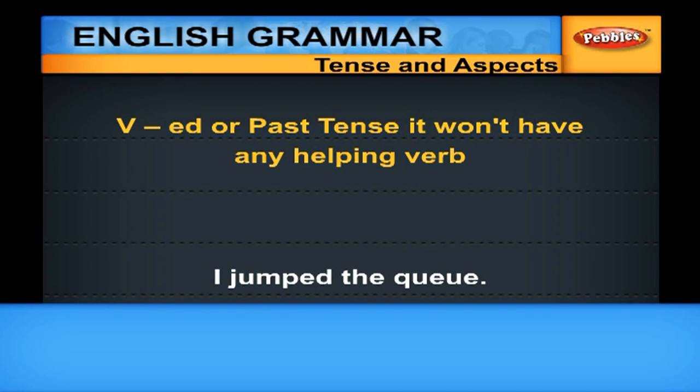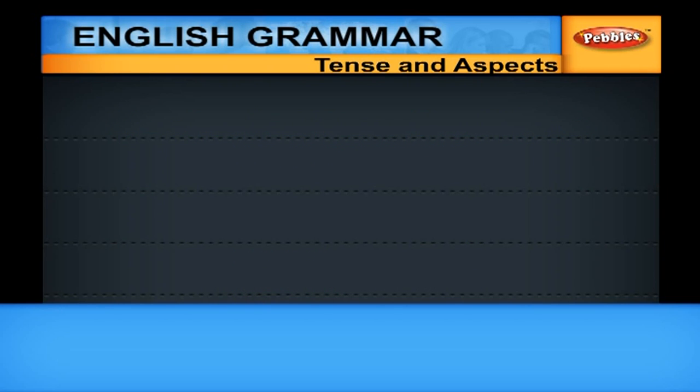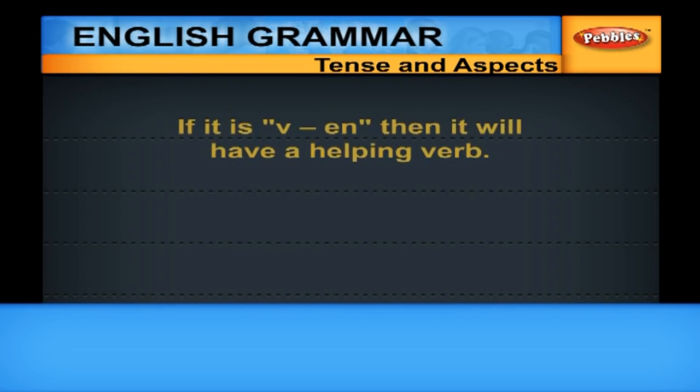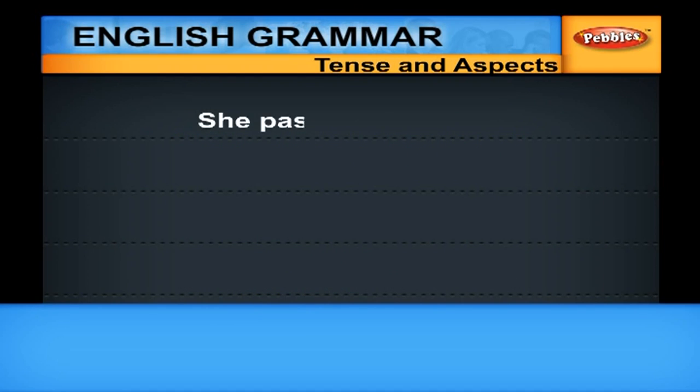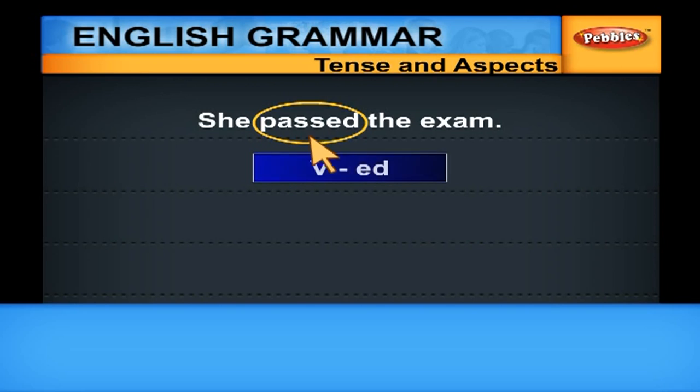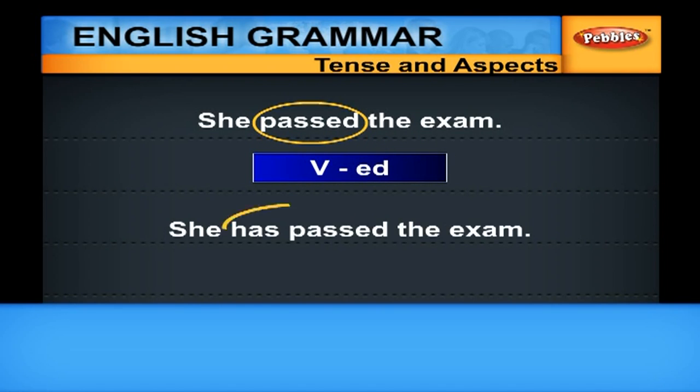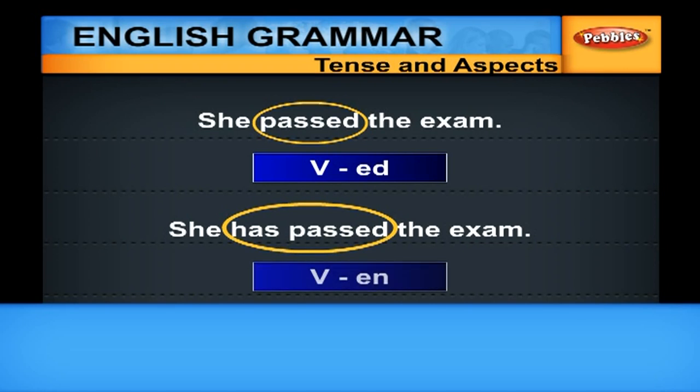I jumped the queue. If it is VEN, then it will have a helping verb. I have jumped the queue. She passed the exam. The verb is in VED form. She has passed the exam. VEN form, or the verb is in past participle form.